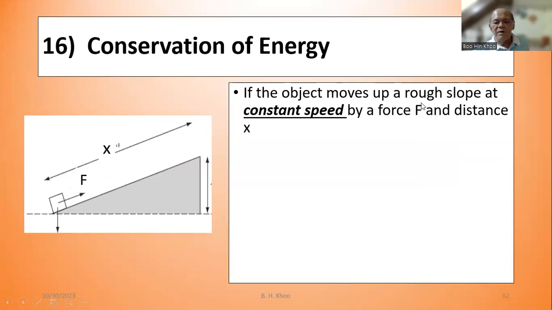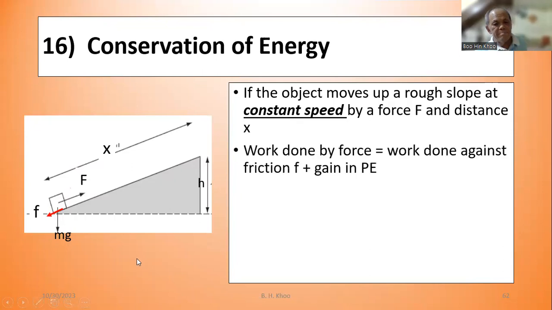If an object moves up a rough slope at a constant speed by a force F and a distance x, right? There's a wooden block or object. There's the applied force. There's the weight of the object. There's the distance moved x up to the top there, or height is h. Right? There's friction. There's your height of the slope or ramp.